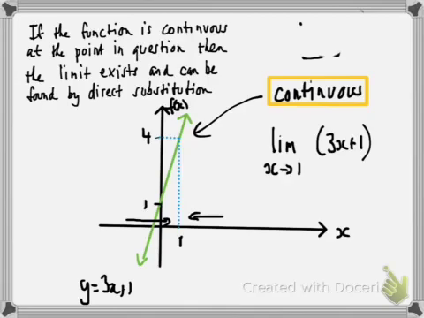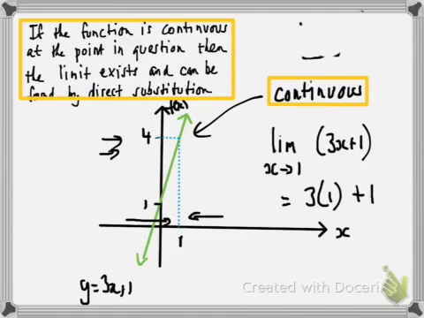At 1.01, very close to 1, the y value will be very close to 4. And at 0.99, which is very close to 1, the y value will be very close to 4. The closer we get to 1, the closer the y value is to 4. So how do we find a limit? Well, if it's continuous at that point, which it is, it's just a matter of substituting in for x. If the function is continuous at the point in question, then the limit exists and can be found by direct substitution.